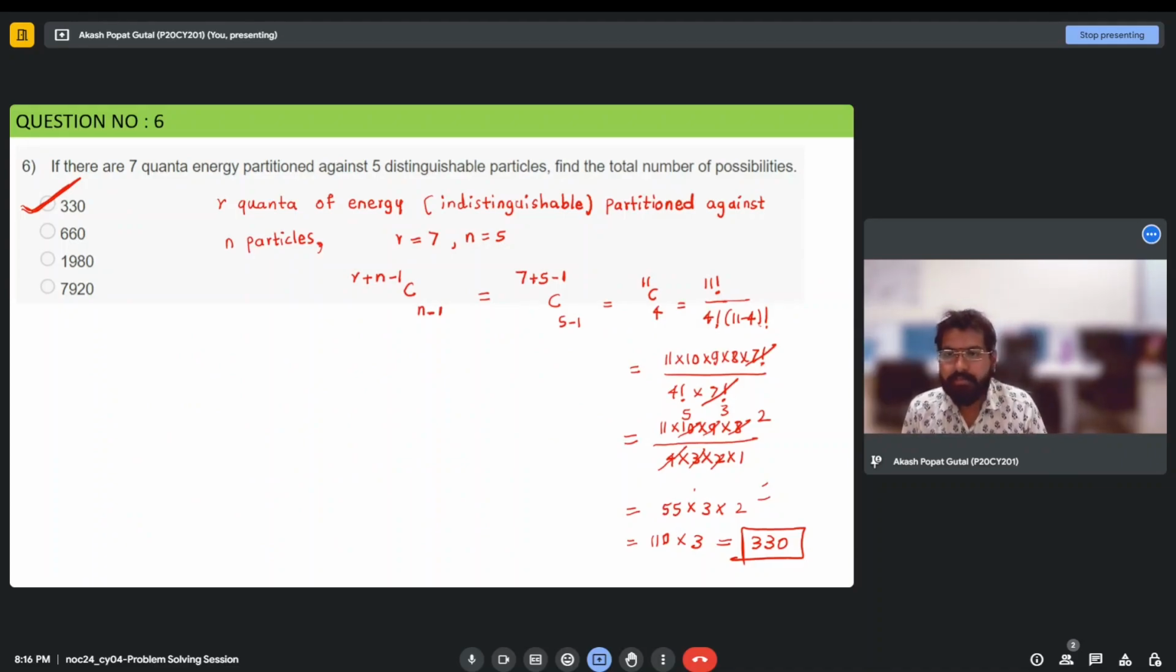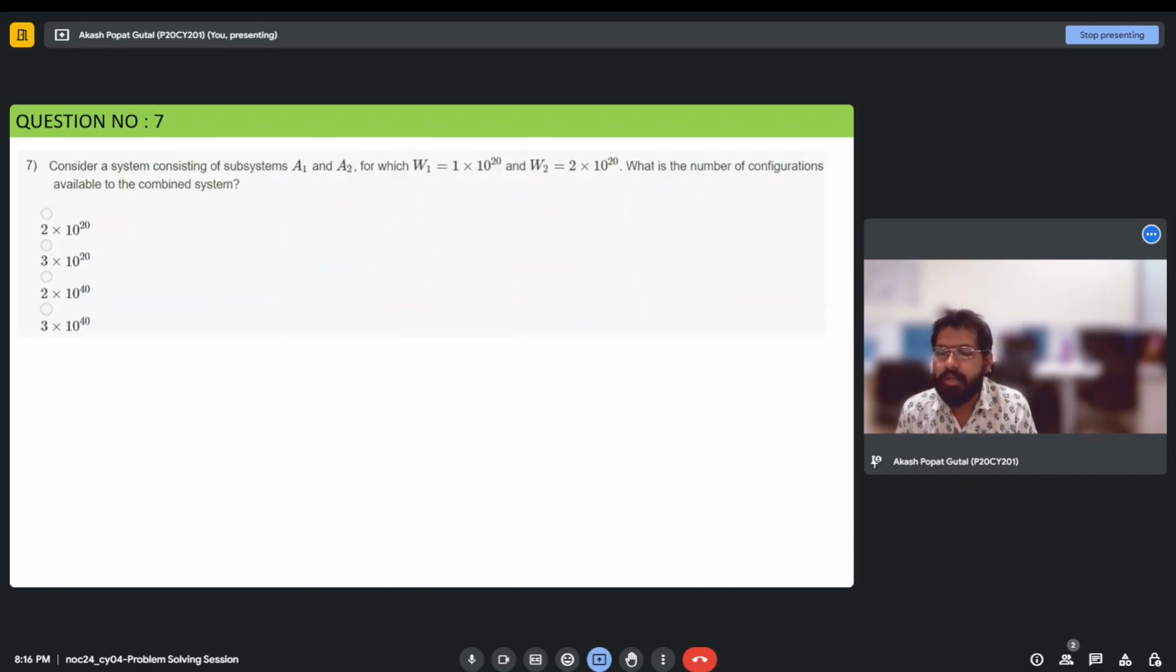It's simple. So next question. Consider a system consisting of subsystems A1 and A2, for which W1 is equal to 1 into 10 raised to power 20, and W2 is 2 into 10 raised to power 20. What is the number of configurations available to the combined system?